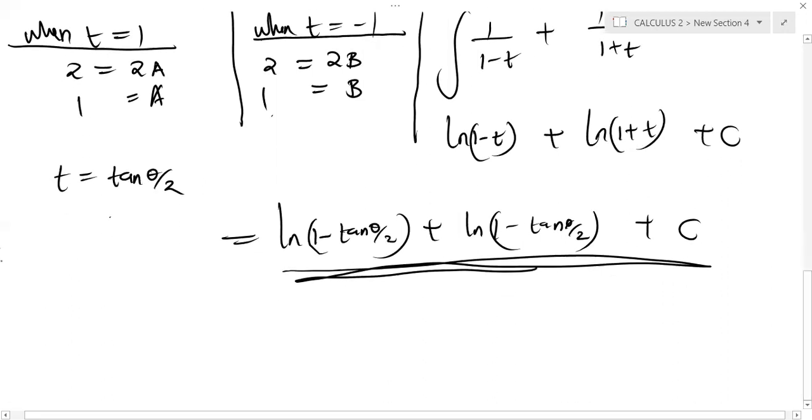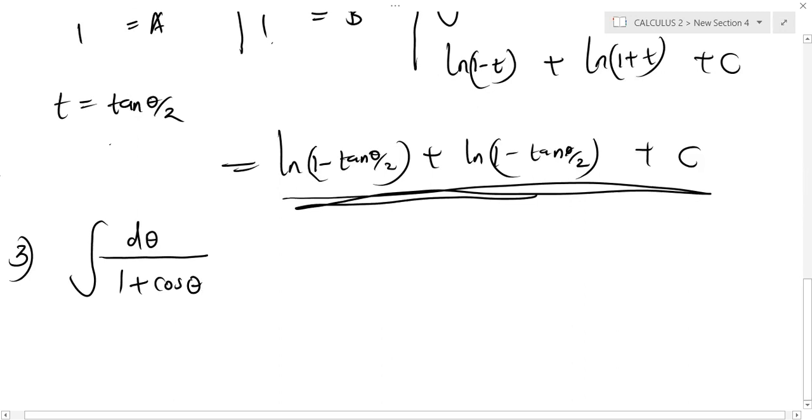Example number 3. Let's say you have the integral of d theta over 1 plus cos theta. So I want us to substitute for d theta and cos theta in terms of T. Now, since T is equal to tan theta over 2, what is our d theta? From whatever we already wrote, our d theta is equal to 2 dt over 1 plus t squared. So I'll just substitute it here.